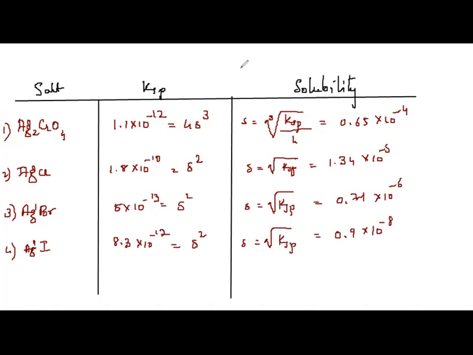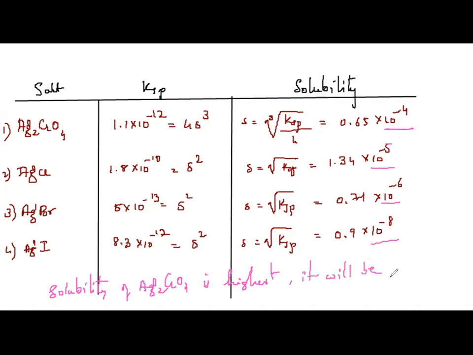So if you see here, compare all of them, the solubility of which one? Yes, where solubility is highest. So this is 10 raised to minus 4, 10 raised to minus 5, 10 raised to minus 6, 10 raised to minus 8. So solubility is highest where? Solubility of Ag2CrO4 is highest, correct? Thus, it will be last precipitated. Where solubility is highest, it will be precipitated last. Yes, understood how to do it.